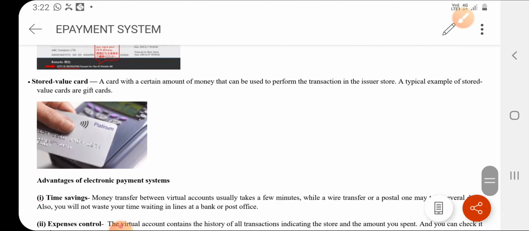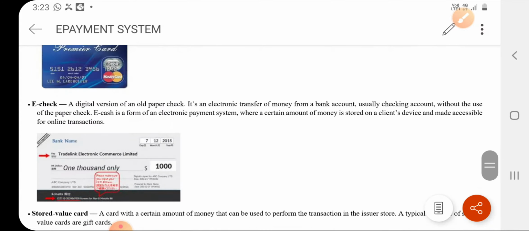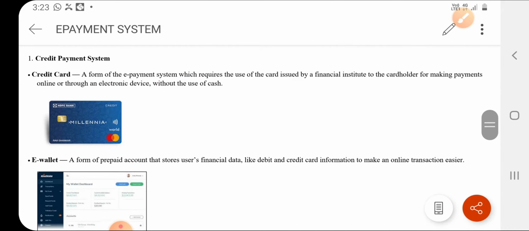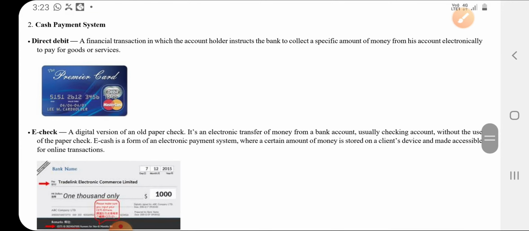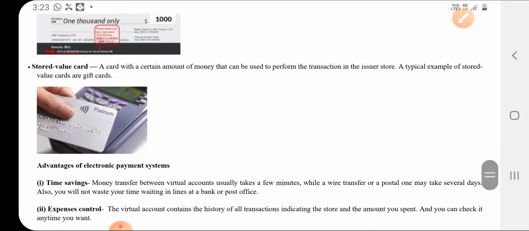Do you understand? There are two methods of e-payment. One is cash payment, another one is credit payment. What are the things that come under credit payment? Credit card, e-wallet, smart card. In cash payment, you have debit card, e-check and stored value card.